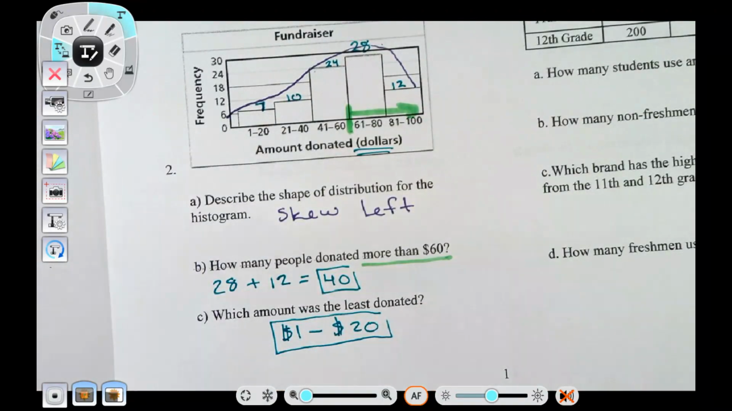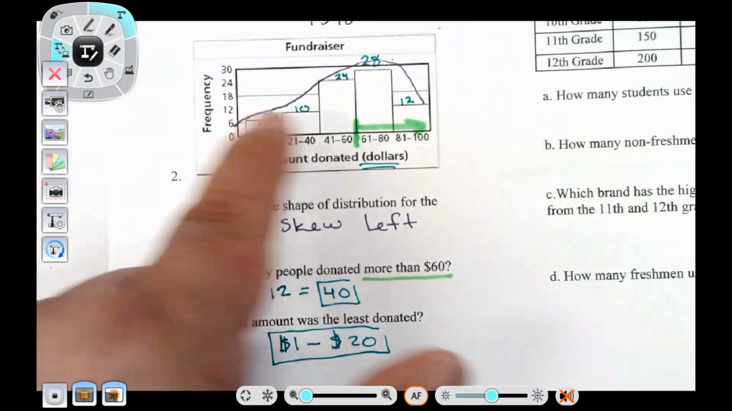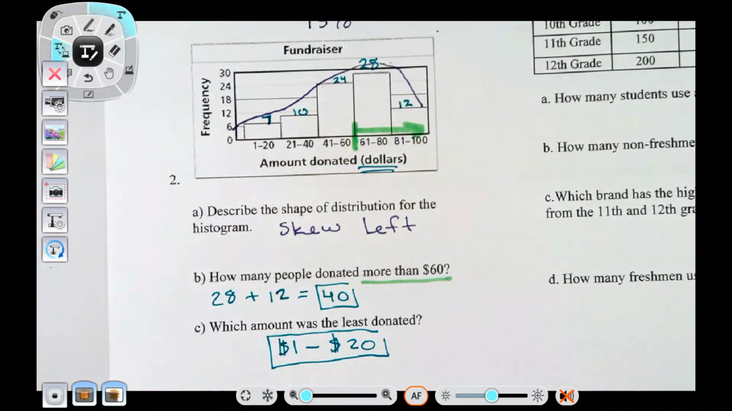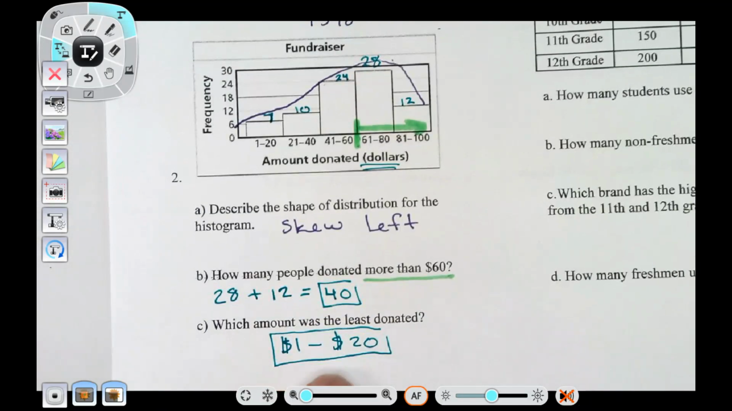So again, when you're working with histograms, one, write a number for each rectangle. Sometimes you have to ballpark it a little bit, and that's fine. But that does help with the work we have to do later on.